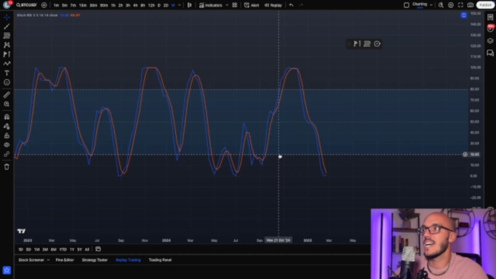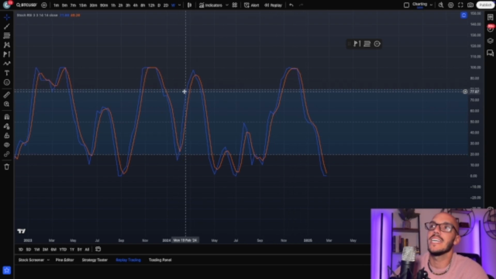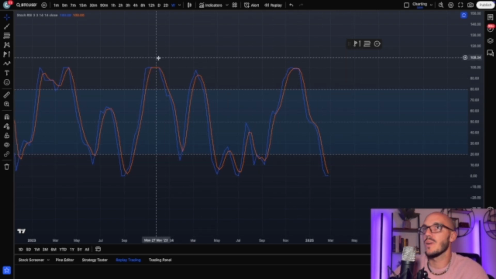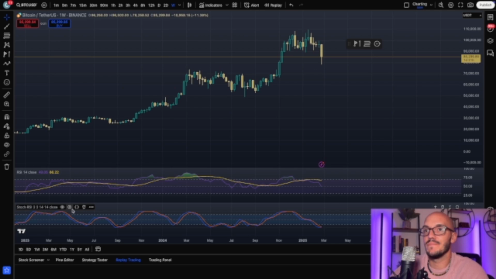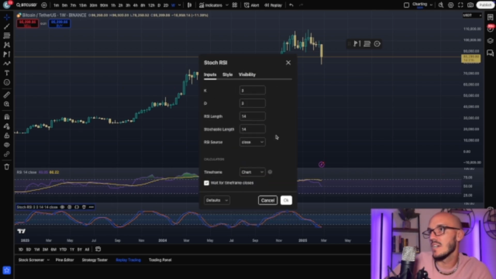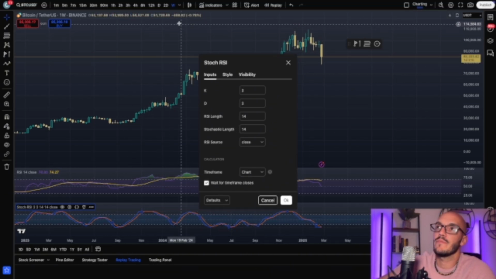Okay. The stochastic RSI lower band is at 20 and the upper band is at 80. So for it to get overbought, it needs to get above 80. For it to get oversold, it needs to come below 20. Okay. And when you look at the settings here, the default inputs on the stochastic RSI, the RSI length is the same as the other one, 14. And the stochastic length is 14 as well. So this is gathering information from the most recent 14 candles, depending on which time frame you're looking at.